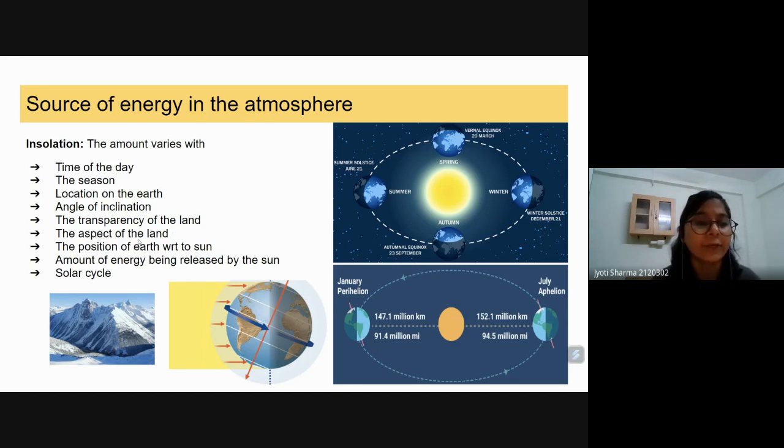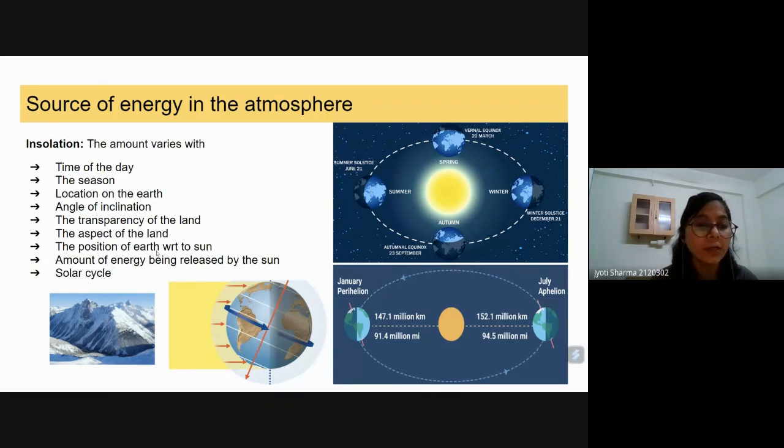Then the aspect of the land. What is the aspect? If you can see this figure, let's say this is the northern aspect and this is the southern aspect. Okay, and if we are talking about the northern hemisphere, see here is the northern hemisphere. In the northern hemisphere, if we have the southern aspect of the mountain, then here we will get more sunlight in comparison to the northern aspect of the mountain, but this will be reversed in the case of the southern hemisphere. So the aspect of the land will also decide the amount of insolation we get.